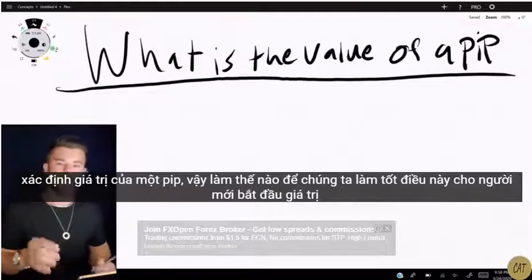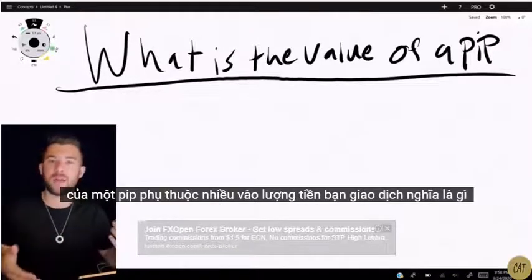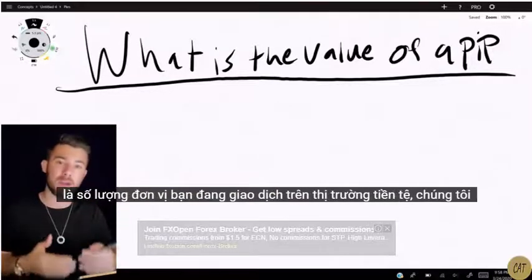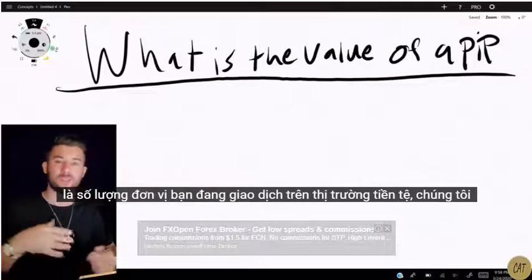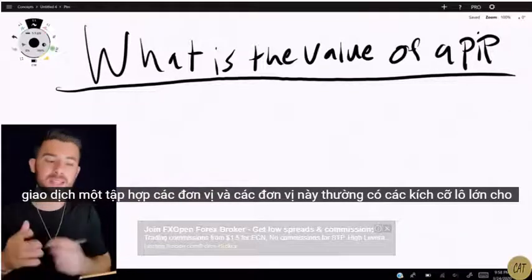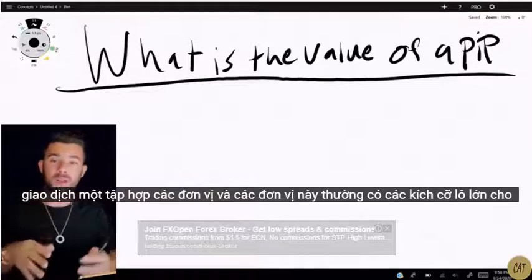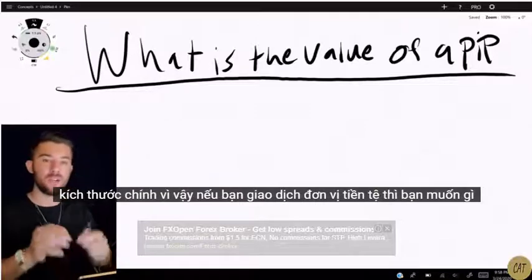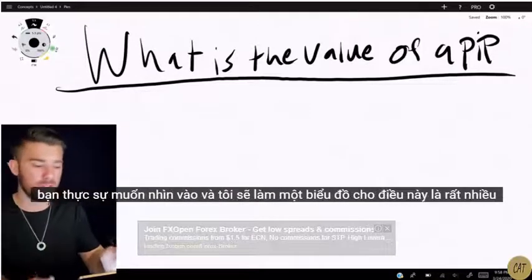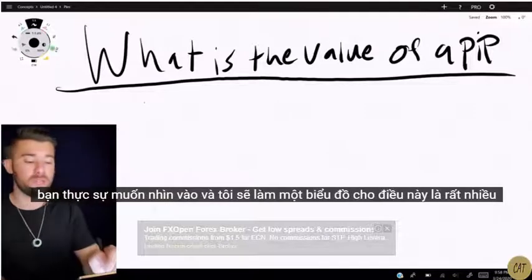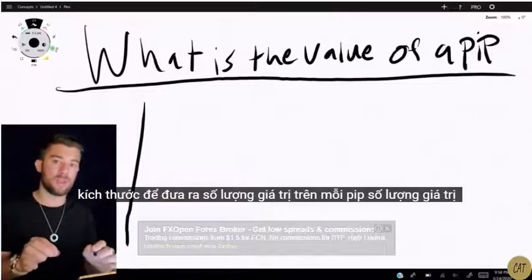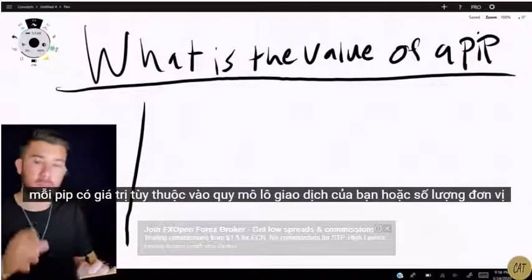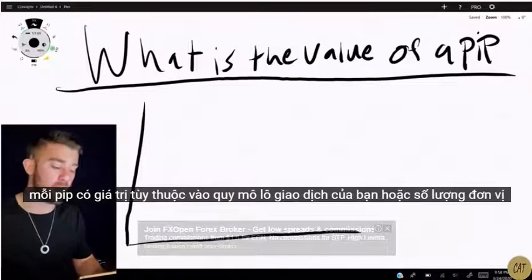Well, for starters, the value of a pip depends highly on the amount of currency you're trading. What that means is the amount of units that you're trading. So in currency markets, we're trading a set of units, and these units normally come in 4 major lot sizes. So if you're trading units of currency, what you want to actually look at, and I'm going to do a graph for this, is the lot size in order to come up with the amount of value per pip, the amount of value each pip is worth. It depends on your trading lot size or the amount of units that you're trading.